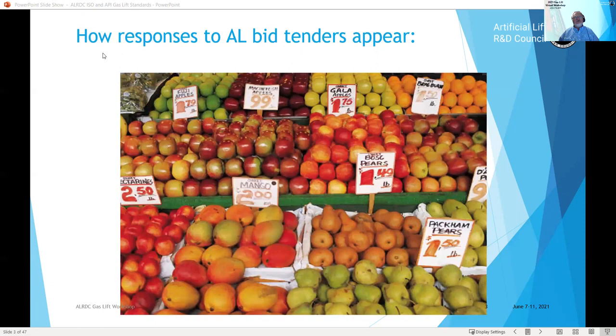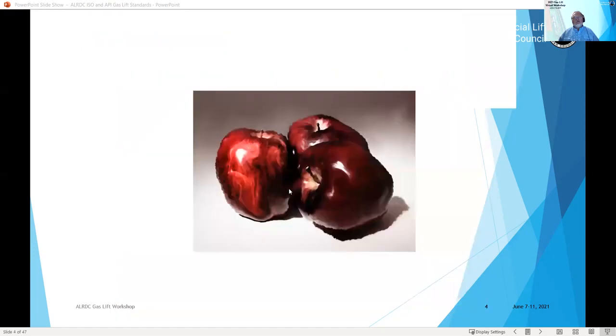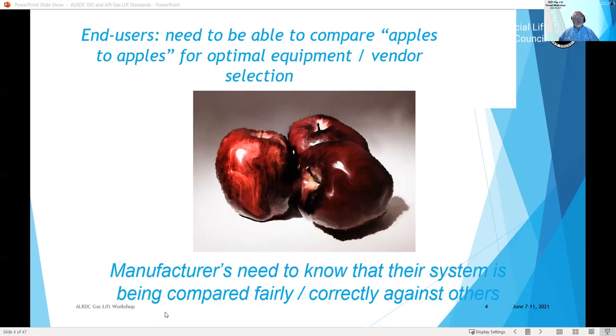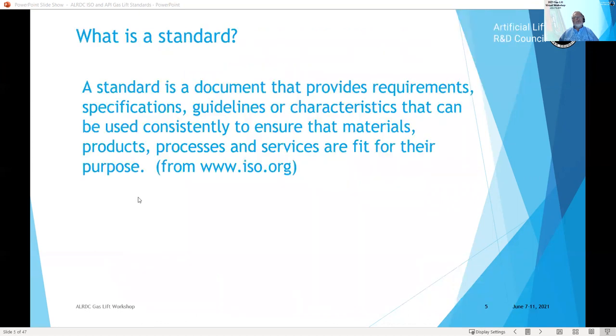When an end user sends out a bid request and receives the responses from multiple suppliers, this is what it looks like. When in reality, they're hoping that they can compare apples to apples. The end users need to be able to compare apples to apples for optimal equipment and vendor selection. The benefit that understood requirements bring to the manufacturer is that they need to know that their system is being compared fairly and correctly against others.